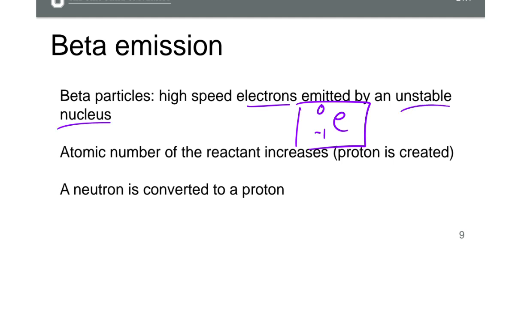Typically, there's an unstable nucleus that is going to be essentially the reactant that will then decay by releasing a high-speed electron. And in doing so, this increases the atomic number of the reactant on the product side. And essentially what we do is create a proton. The way that happens is that a neutron is converted to a proton.